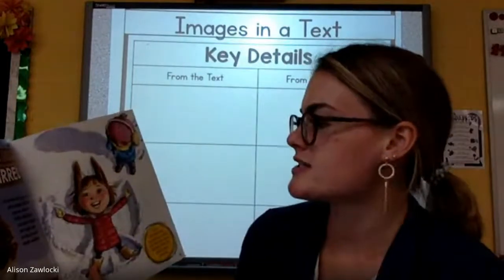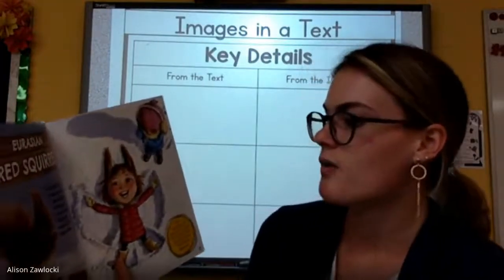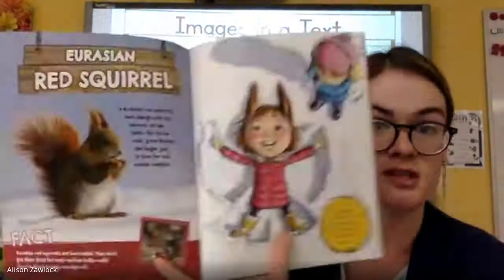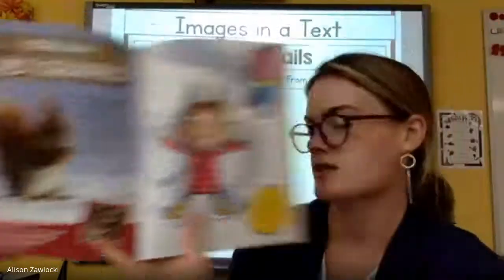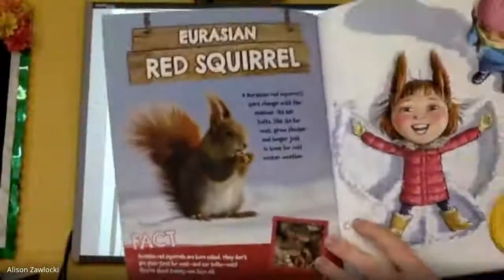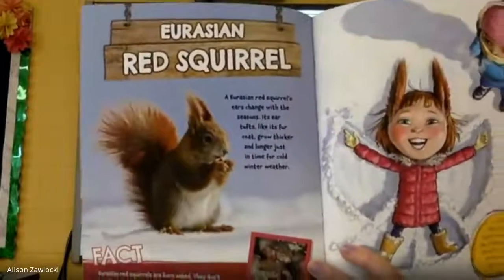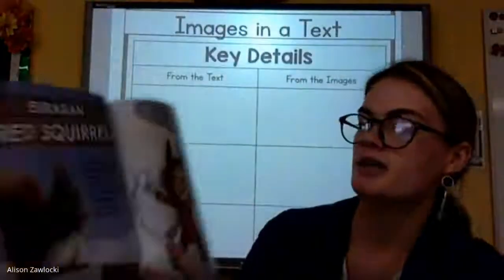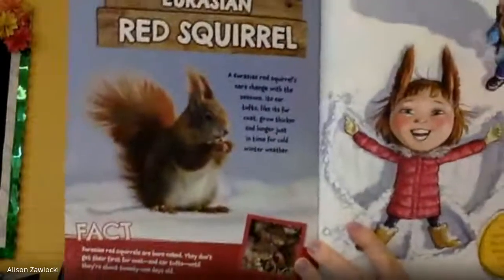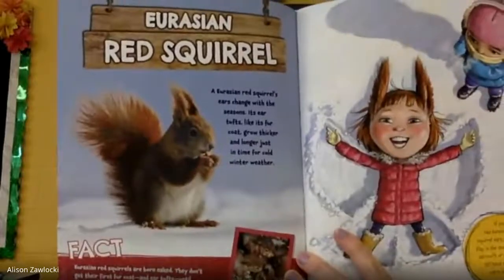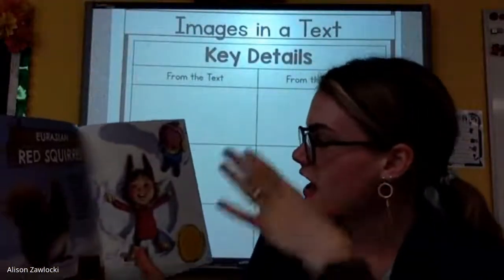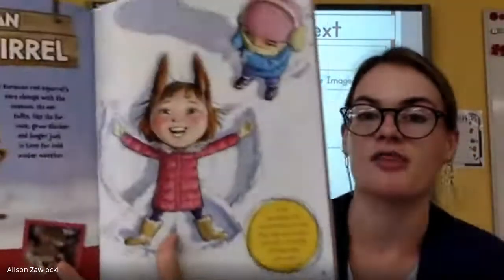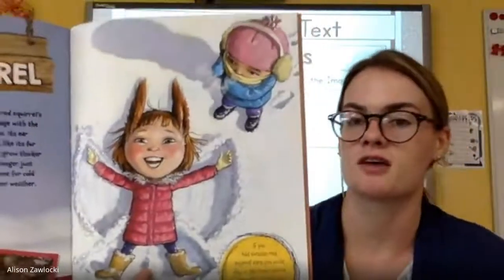It told me that its ears grow thicker and change with the season. So I wouldn't know that by just looking at the pictures. That's what the text told me. Now, look at the pictures and tell me, what is one thing you learned about Eurasian red squirrel ears by just looking at the picture? I learned that they're pointy and they have very long hair on the ears. Notice how long their hair is on top of their ears.